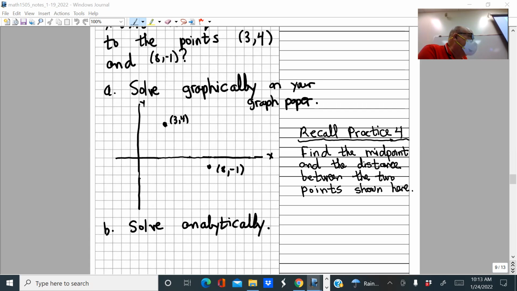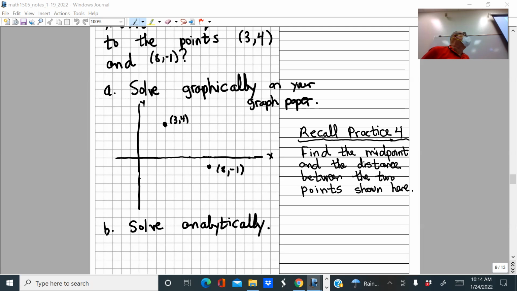You can plot them now if you want to, but that's going to waste a little time, because what I want you to do is recall from last time, okay? I want you to find the midpoint between those 2 given points, 3, 4, and 8, -1. Find the midpoint, and then find the distance between those 2 points. Last time we talked about the midpoint formula and the distance formula, correct, in class.